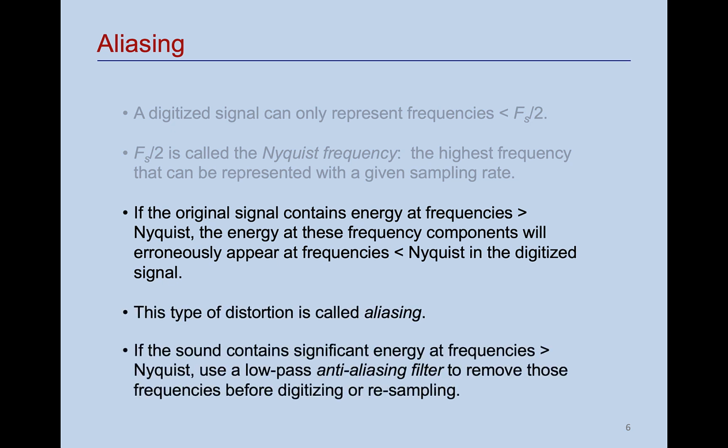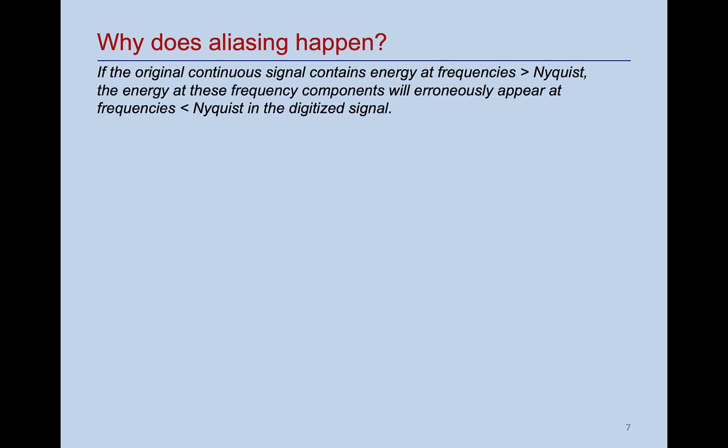Ordinarily, when we make a new digital recording, in order to avoid aliasing, we use a low-pass filter called an anti-aliasing filter that removes frequencies higher than the new Nyquist before the sound is digitized. So why does aliasing even happen? Why, when we're recording a sound at a certain sample rate, would frequencies higher than half the sampling rate show up in the digitized signal at lower frequencies?